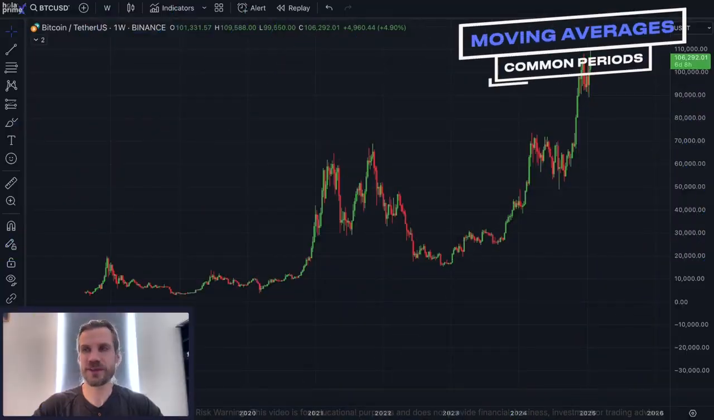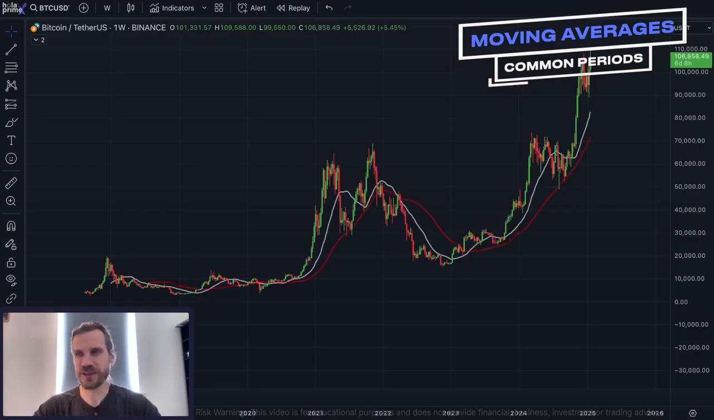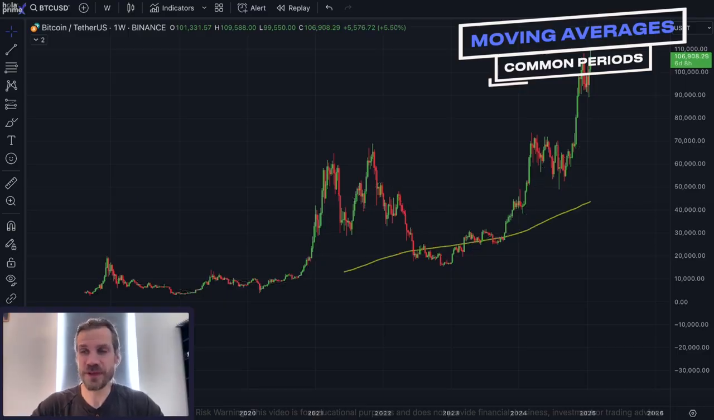The first thing you need to understand about moving averages are the common periods used. Typically the 21, 50, 80, 100 and 200 work well across a variety of different time frames, with day traders obviously gravitating more towards the lower periods, even lower than the 21, whilst long-term investors will pay more attention to the 200.